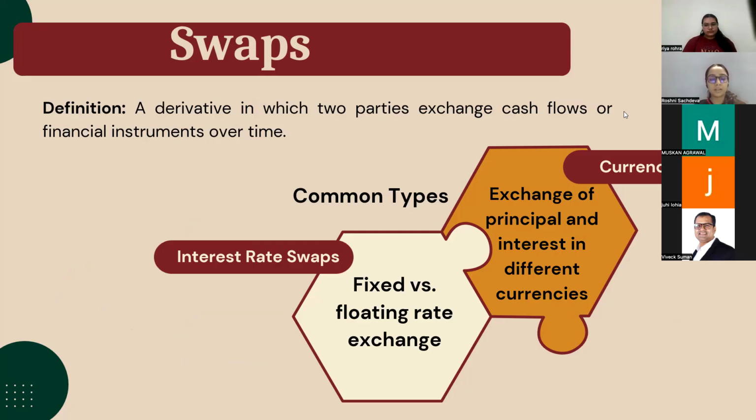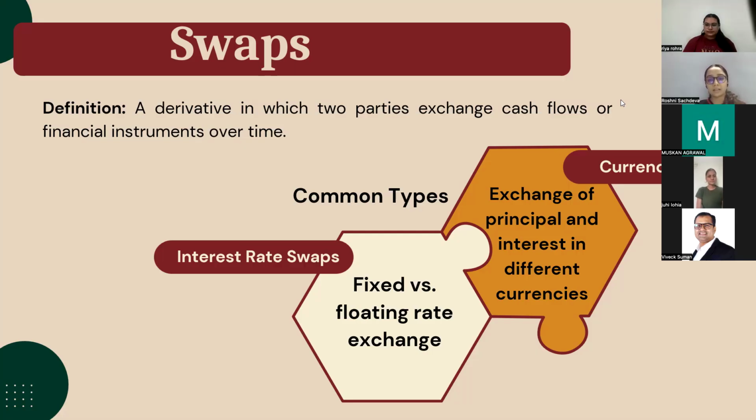Interest rate swap: in this, two parties agree to exchange interest payments on a loan, but in the same currency. Let's understand interest rate swap with an example. If company A has a loan with a fixed interest rate and company B has a loan with a floating interest rate, now they will agree to swap their interest payments. Now A will pay floating interest to B and B will pay fixed interest to A. In this, principal stays with the original lender.